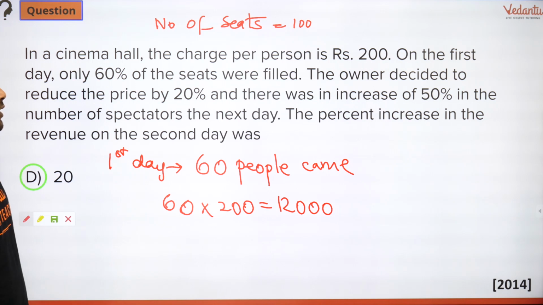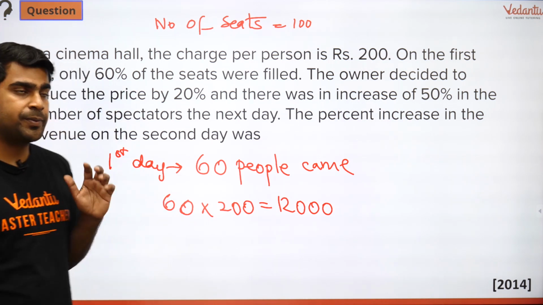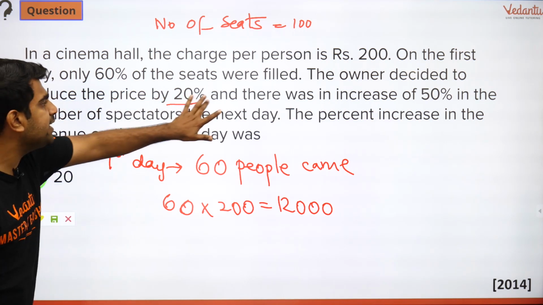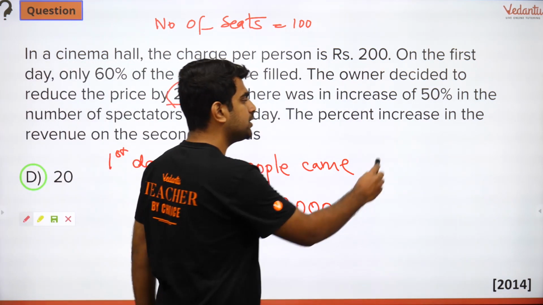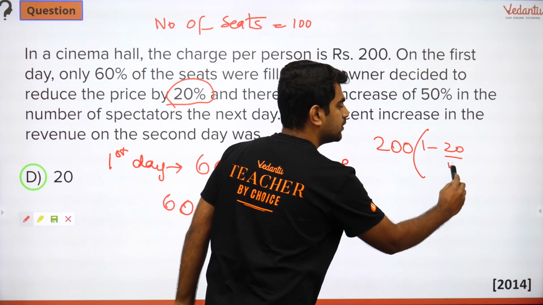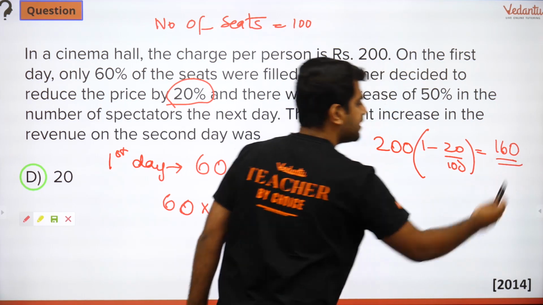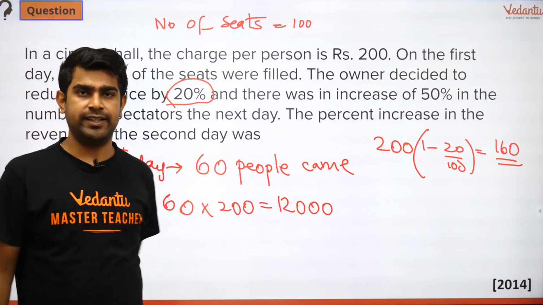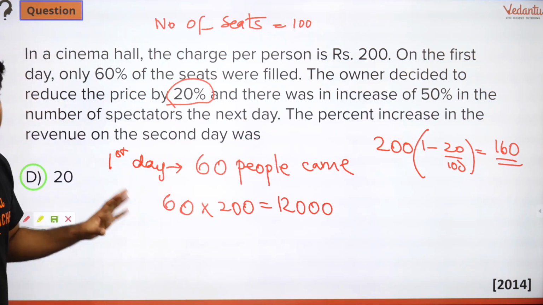Now, because he gets only 60 people, he feels bad and he wants to reduce the price of the ticket. So he reduces the ticket price by 20%. The original ticket price is 200. Now I reduce it by 20%. So what is the new price? It will be 160, because that is 200 into 4 by 5, which is 160. So 160 is the new ticket price.